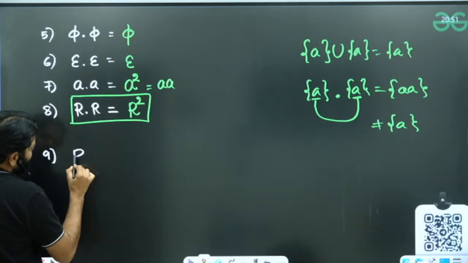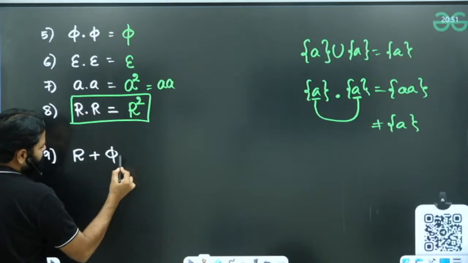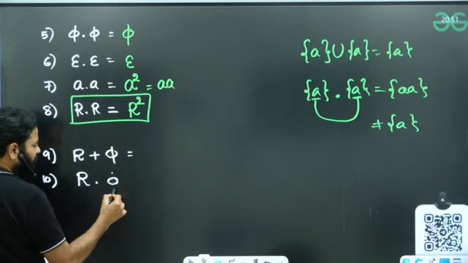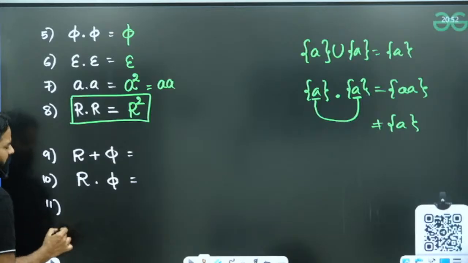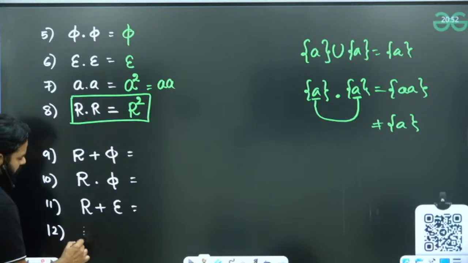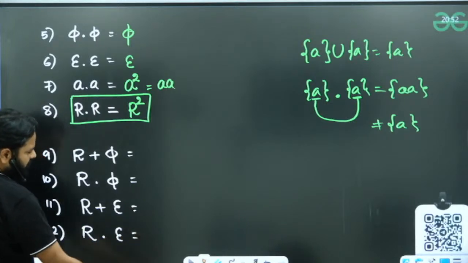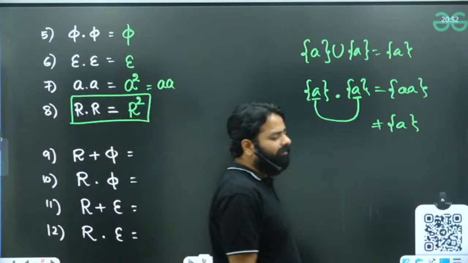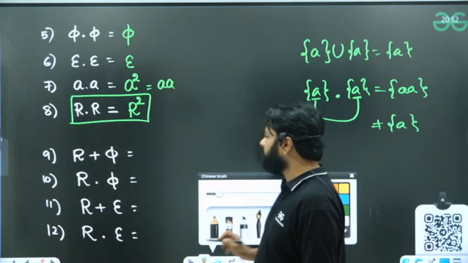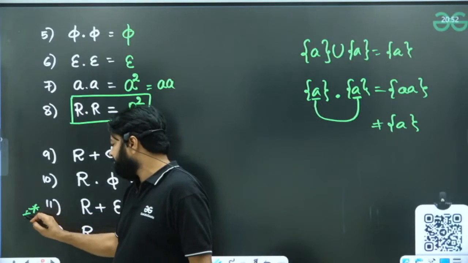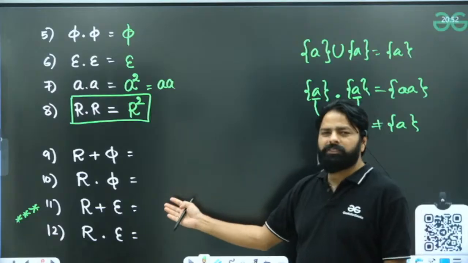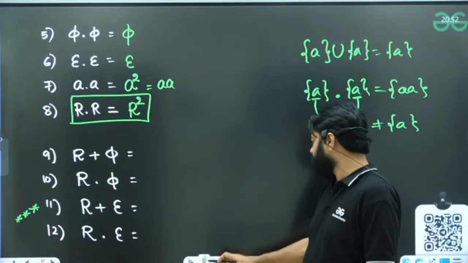I'll write some things. Just let me know what you will answer. R plus pi, what is your answer? R dot pi, what will be your answer? R plus epsilon, what is your answer? R dot epsilon, what is your answer? When you are dealing with pi and epsilon, always be careful to get the answer. This is the place where we may commit mistakes. Initially, once you understand the first ones, you will never make a mistake, but the last one always has a problem.